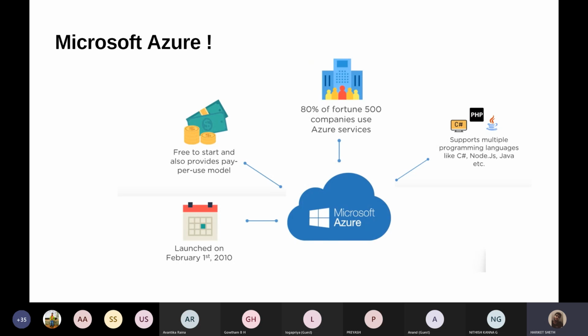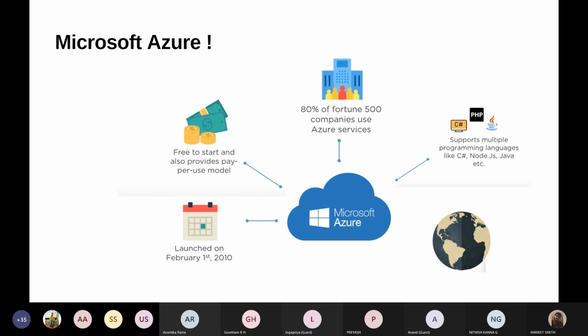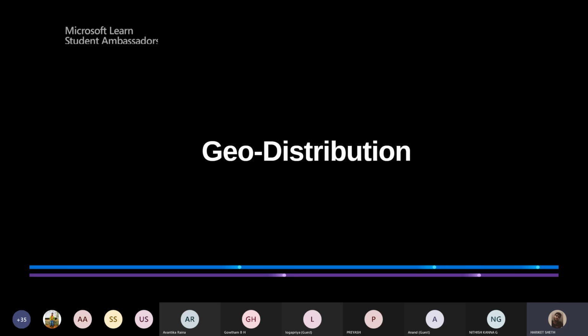One of the major features is that it supports multiple languages, which include C Sharp, Node.js, Java. It also caters to .NET, PHP, and all those languages. So it has multi-language support, and this globe represents geo distribution. So geo distribution is again a thing.